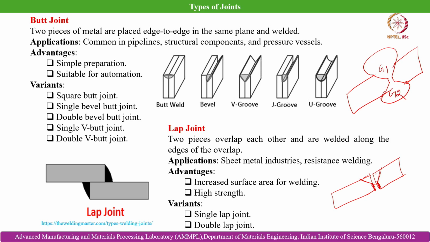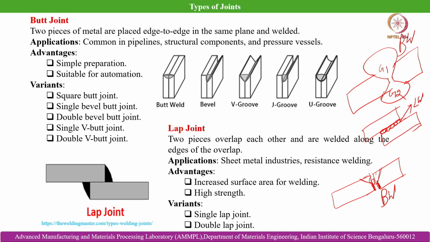This is largely different from lap joint, where the joint does not happen between the edges, rather it happens between the surfaces. So, this is a case of lap joint, LW, and this is a case of butt joint, BW, which is single groove. So, only one groove, and this is a two groove butt joint.